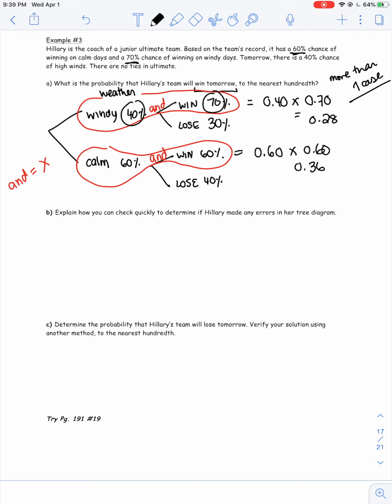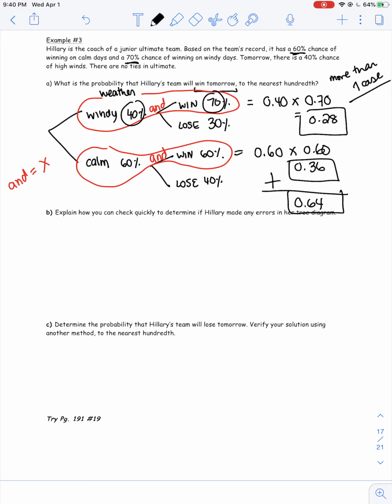When it comes to cases, when there's more than one case, we always have to add between the cases. So you're going to add the 0.28 and the 0.36 to get 0.64. So that is actually our probability to the nearest 100 that their team is going to win tomorrow.